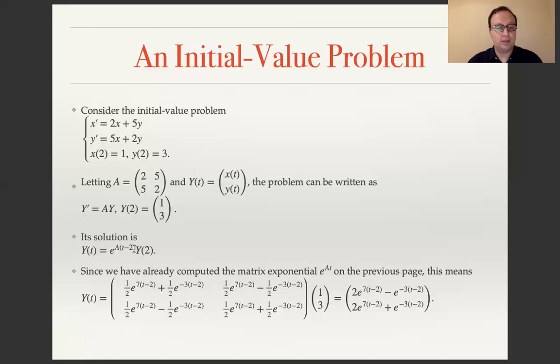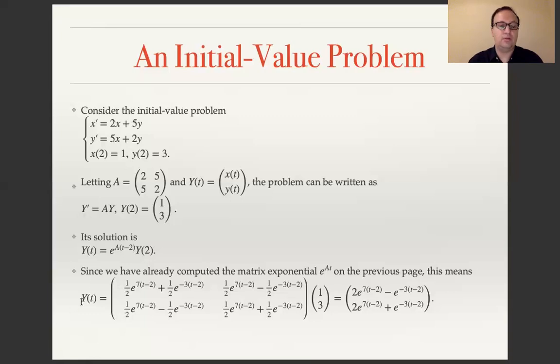So here, e to the A times (t minus 2) is the matrix exponential of A times (t minus 2). And Y of 2 is the column vector consisting of the initial conditions. Okay? So since we already computed the matrix exponential e to the At on the previous page, we know what e to the A times (t minus 2) is. We just replace t by t minus 2 in the formula from the previous page.